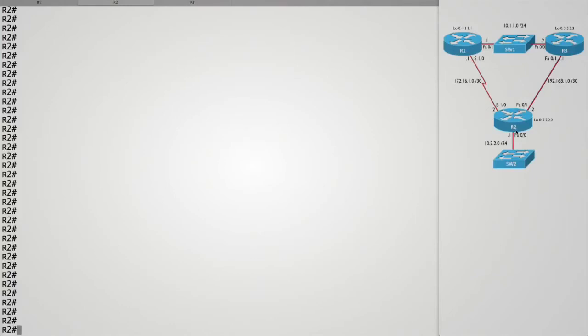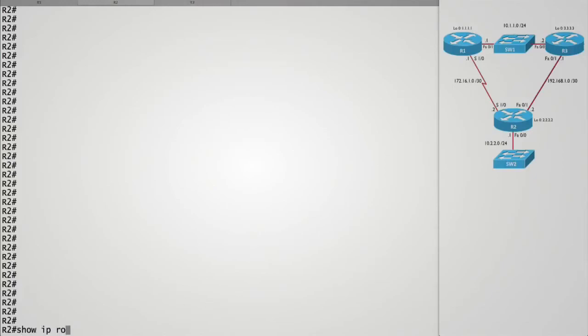If they advertise that and R2 receives that advertisement, R2 is going to say, I already know how to get to the 10.0.0.0/8 network. I'm connected to it at FastEthernet 0/0. And that's going to be more believable than anything I receive from R1 or R3. And as a result, R2 will not know how to get to this network. Let me prove it to you.